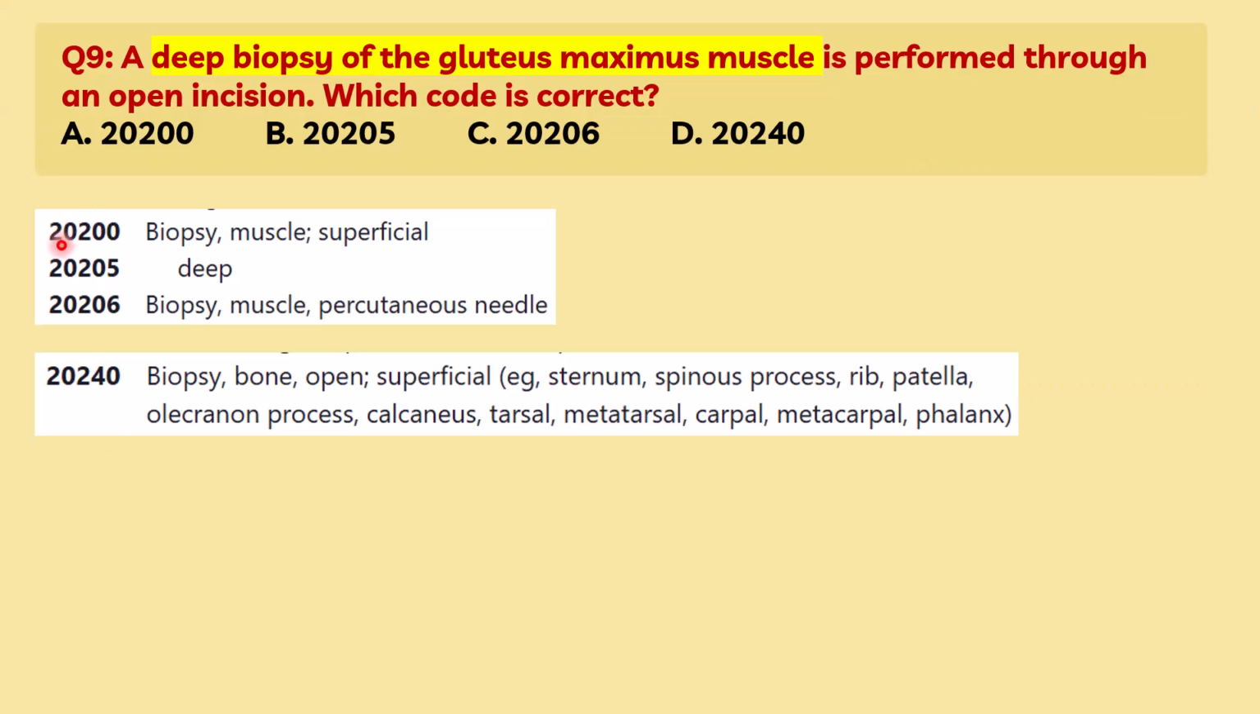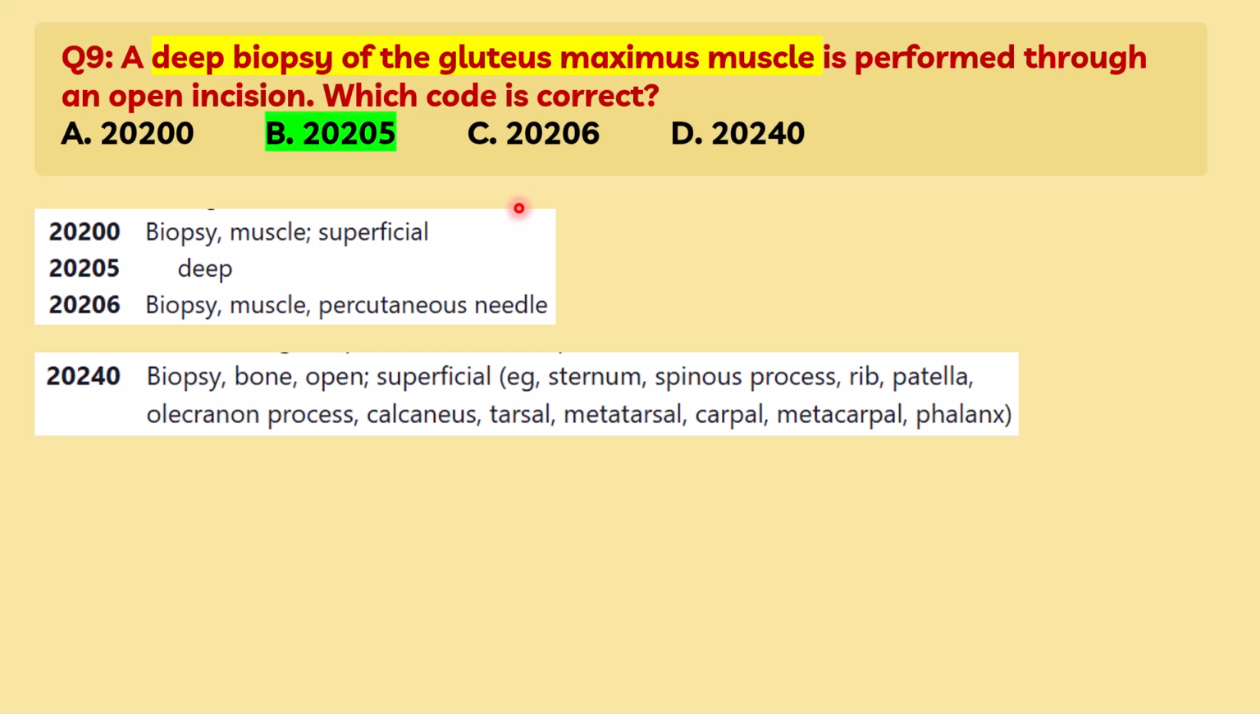So once you go to the codes, 20200 says biopsy muscle superficial, 20205 says deep, 20206 says biopsy muscle percutaneous needle. But in this case, it says deep biopsy of gluteus maximus muscle. So regardless of the muscle biopsy, the biopsy type is deep muscle biopsy. So the correct code will be 20205. So the correct answer will be answer B.